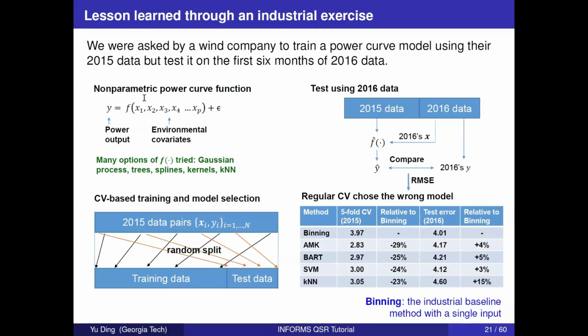So we tried multiple methods, and when we did the 5-fold cross-validation using the 2015 data, we found our methods dramatically improved on the binning method. But when they showed us how we did relative to the binning method using the test data in 2016, none of our methods actually outperformed the binning method, right? AMK was very close. BART is a Bayesian tree method. KNN was actually 15% worse. Here, the minus is good and the plus is bad, meaning your error is higher. We didn't really expect this to happen.